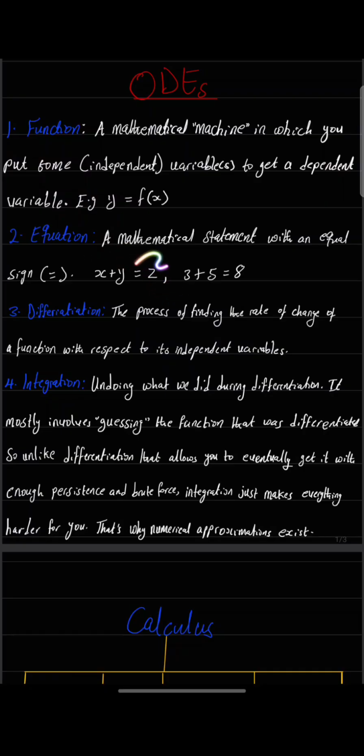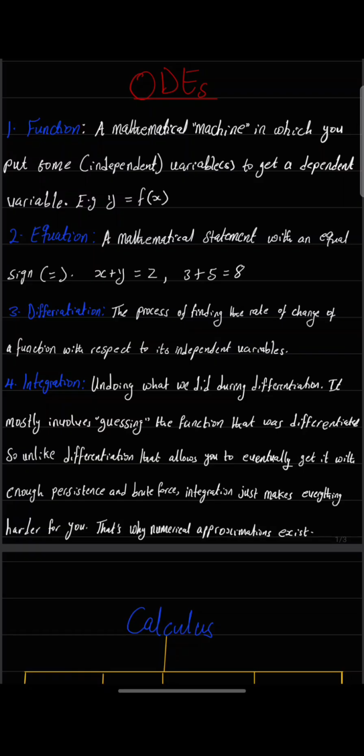An equation is a mathematical statement with an equal sign. That is the most basic statement of what an equation is. So here there's an equal sign, so this is an equation. Here there's also an equal sign, so this is an equation. So basically that's an equation, okay?